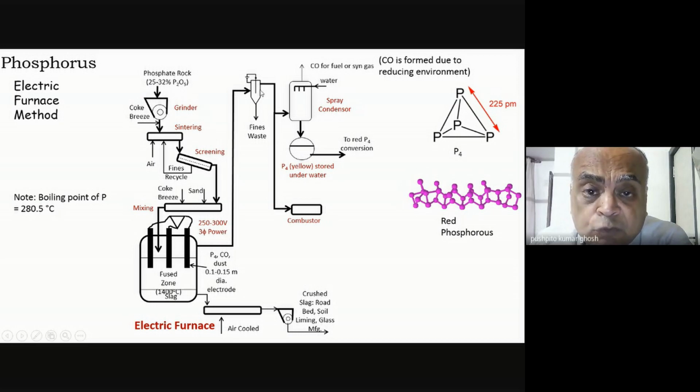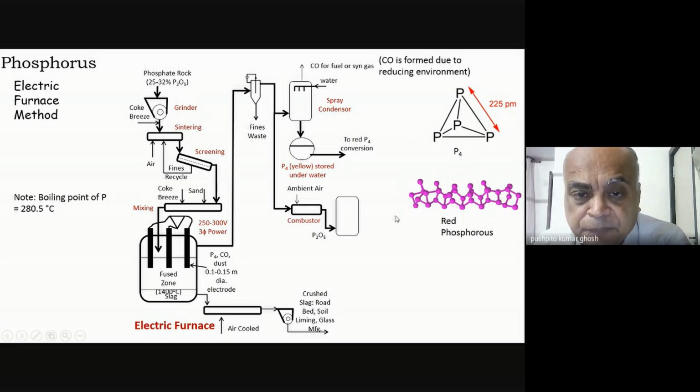Now, what you can also do is that I need not spray it with water. I can take the hot stuff which is coming out and directly put it into a combustor. And so I put in air for that. And what will I form? I'll form P2O5. And then you can add water.